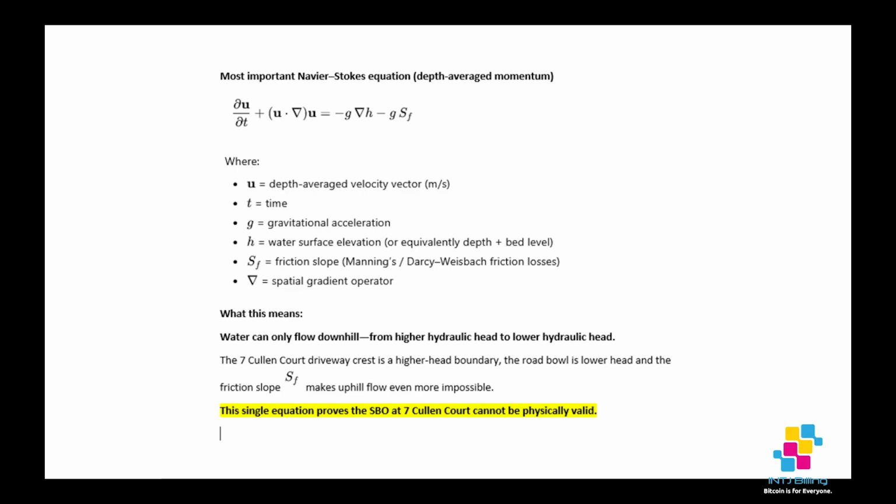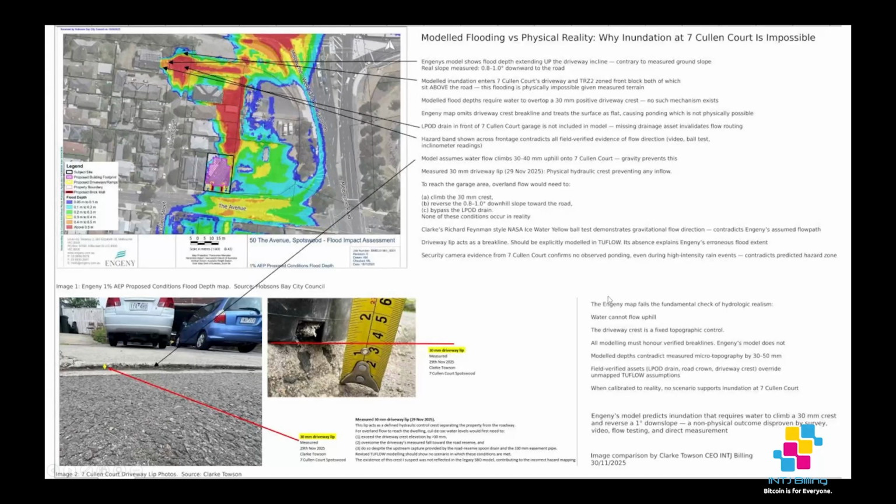Now, of course, Melbourne Water and Engeny's models lack field verification, and that's where my work comes in. I submit that field verification is exceptionally important for flood models. So here's our formula, depth averaged momentum, and it's the single equation that proves the SBO at 7 Cullen Court cannot be physically valid.